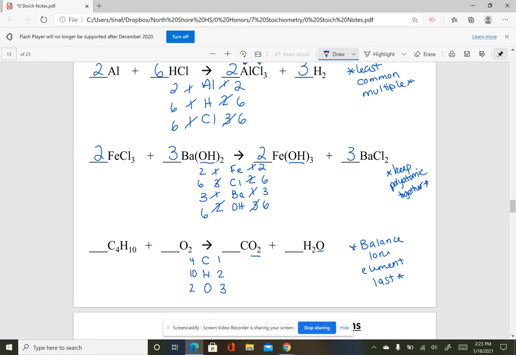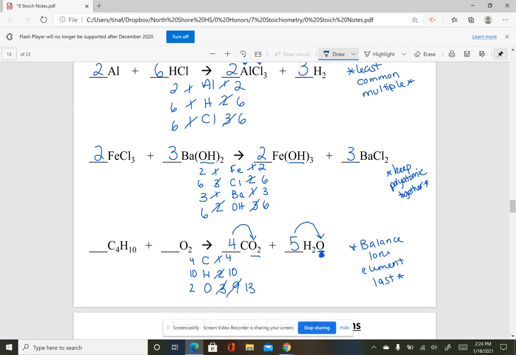So let's do it. First, I want to get my carbons balanced. So if I put a 4 there, that gives me 4 carbons. Now, that gives me 8 oxygens plus this one that I still have over here. So I still don't have an even amount of oxygens, which is why I want to save it for last. If I put a 5 in front of water, that gives me 10 hydrogens. So now my hydrogens are good. Now oxygen again. 4 times 2 is 8. 5 times 1 is 5. So I have 8 plus 5, that's 13.